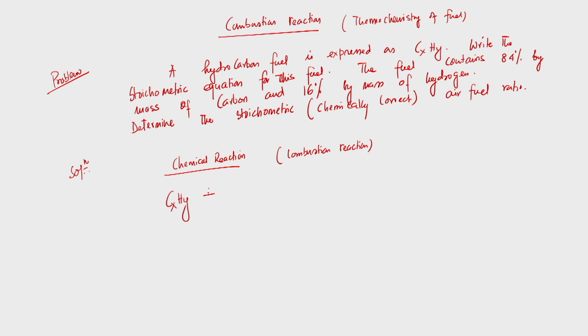If I write the combustion reaction, of course it will react with oxygen, then it will produce carbon dioxide plus H2O, and this reaction is basically an exothermic reaction, so it generates a huge amount of heat. Now we need to know that for complete combustion, all the carbon atoms will be converted to carbon dioxide and all the hydrogen atoms will be converted to H2O molecules.